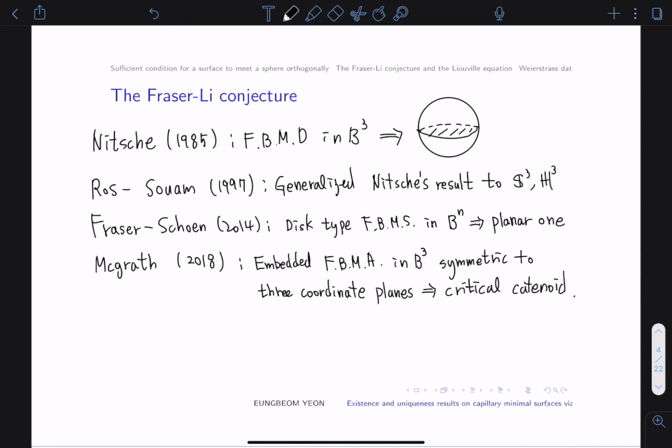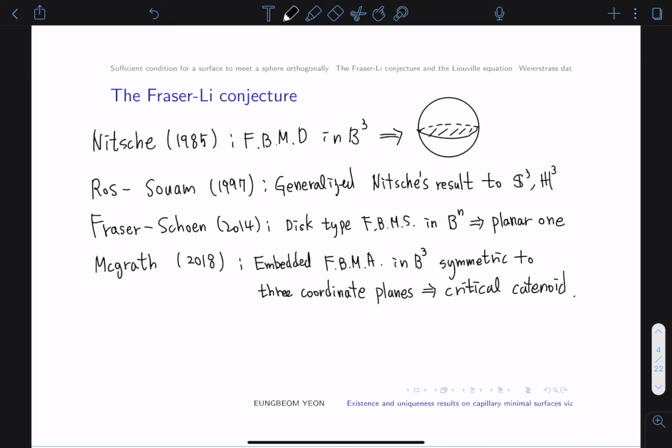This conjecture is actually an old conjecture which goes back to Nitsche's result in 1985. Nitsche showed that a free boundary minimal disk in B3 must be an equatorial disk. And Ros and Souam in 1997 generalized Nitsche's result to space forms, and Fraser and Schoen generalized Nitsche's result to the higher dimensional ball. So a disk type free boundary minimal surface in Bn must be a planar one.